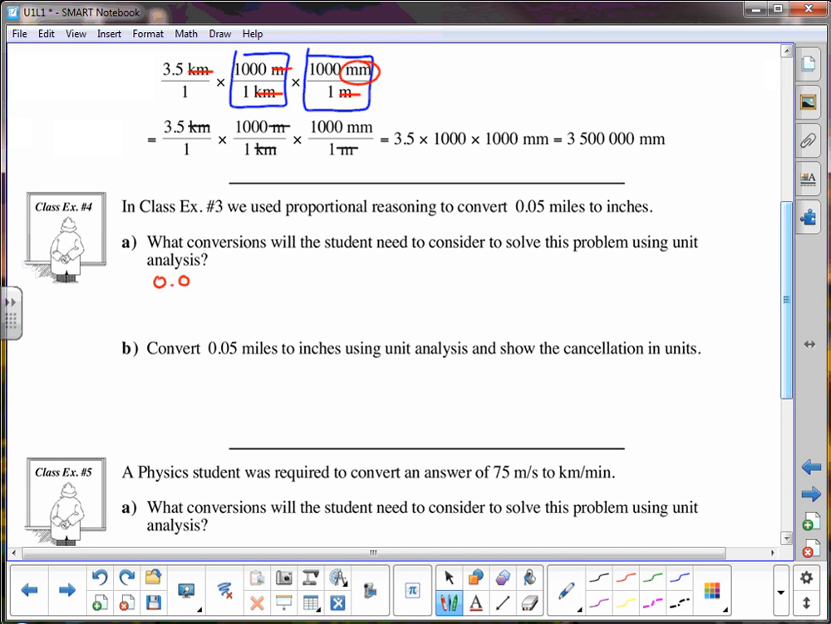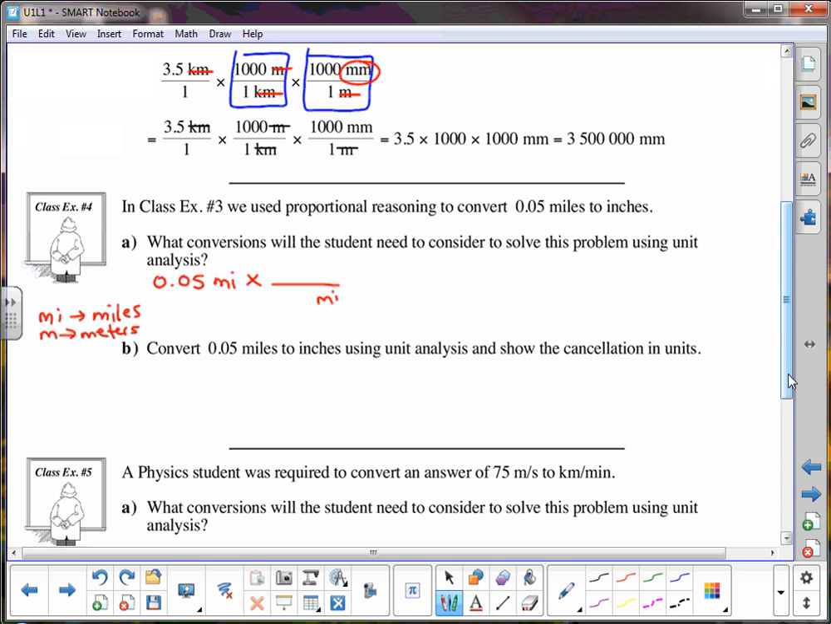So we start by writing what they give us, 0.05 miles. And just to review, remember, MI is miles and M is meters. Don't confuse the two. Sometimes students have a tendency to write M for miles, but MI is the unit. Okay, so we're going to multiply. I want to get rid of miles. I want it to cancel out. It's on the numerator, so I'm going to put that on the denominator. And I want to convert to inches.